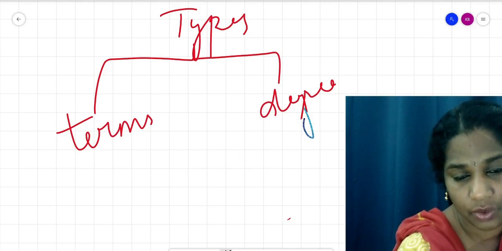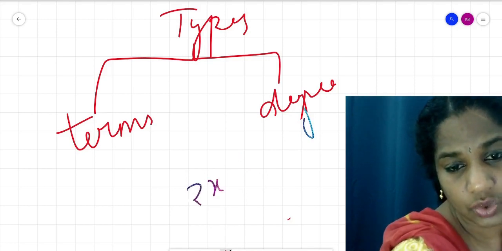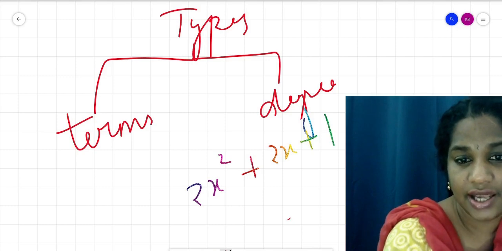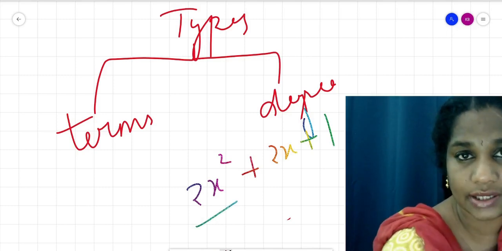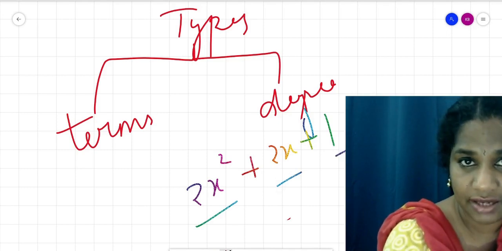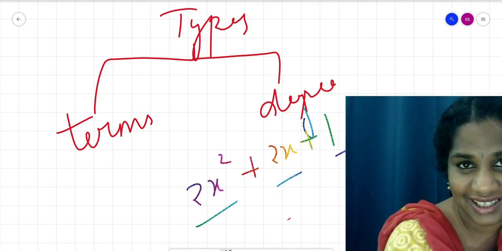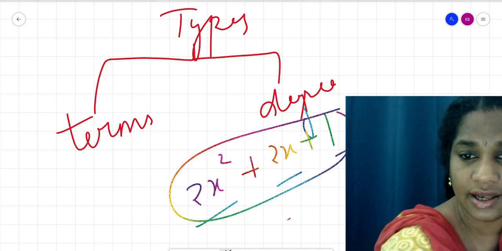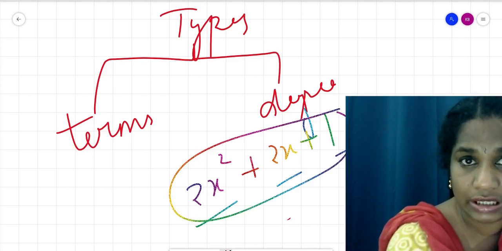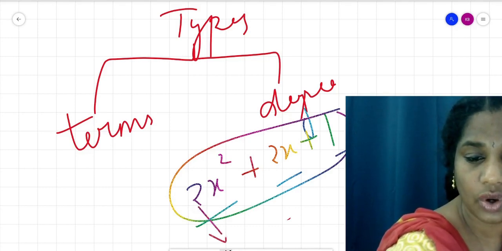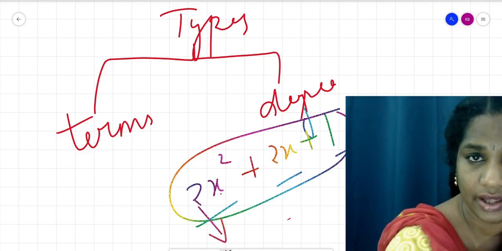So what is a term now? When we were doing the example 2x square plus 2x plus 1, in this expression, this is one term, this is another term, this is another term. So how many terms are there? 3 terms. Clear? What is a term? Is it clear? And this whole thing is called an expression. And here 2 is the coefficient of x square. What is it?